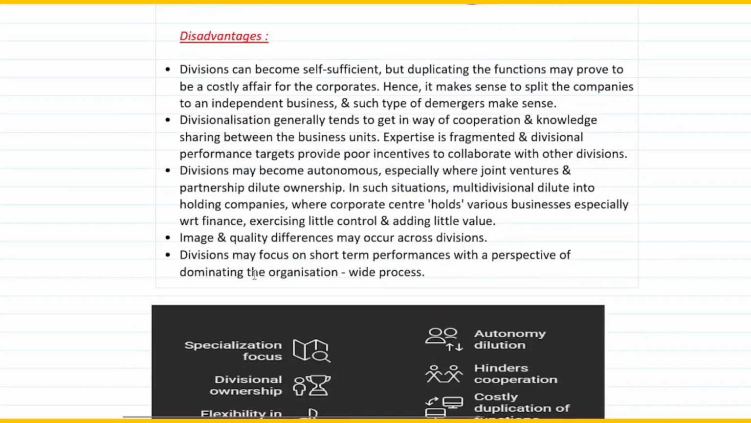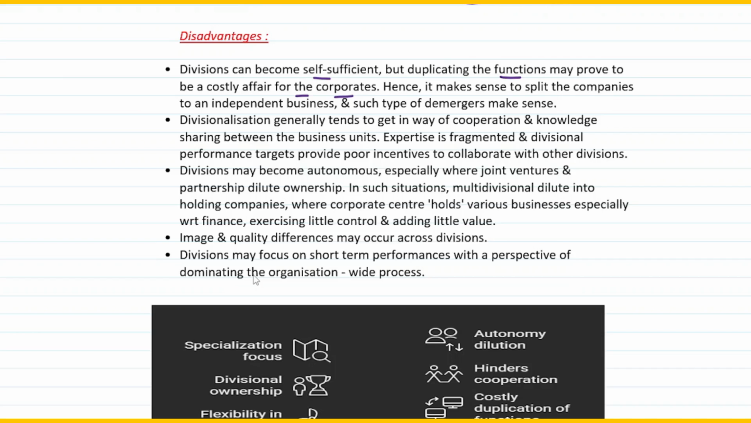Okay, what are the various disadvantages? Divisions can become self-sufficient. That means they are on their own, but what happens is duplicating the functions. That means repeating the functions. You duplicate the functions, right? Because the same thing is done in division A and division B. That basically may prove to be a costly affair for the corporates, right?